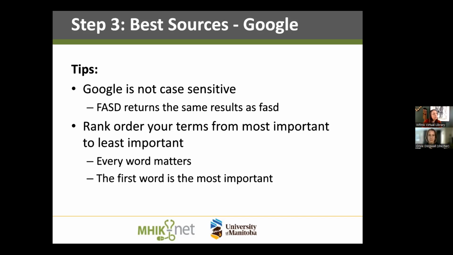Then you can think about some of these tips for when you're constructing that search strategy in the search box. So Google isn't case sensitive. It will do the same thing for capitalization versus not. It will rank your terms. So the first term that you put into your search is going to be the most important. You can play around with that order as you're searching, but keep that in mind. You can get different results depending on what you put first in that search.